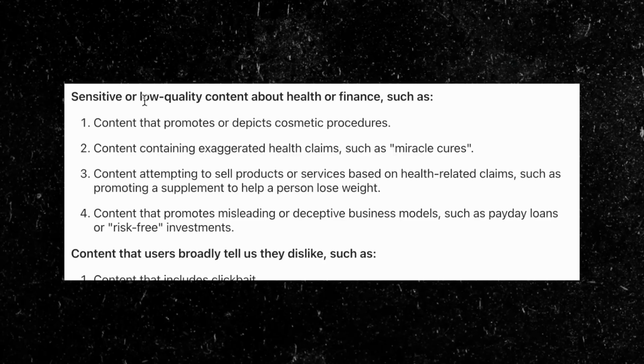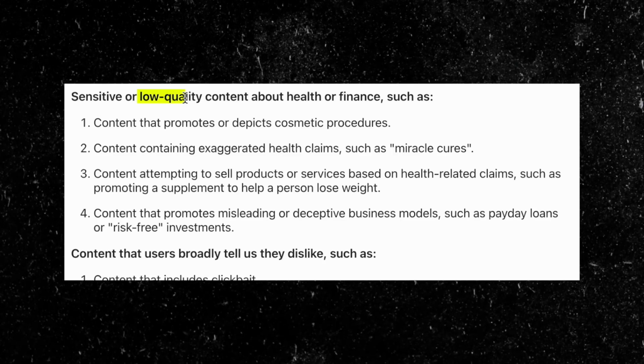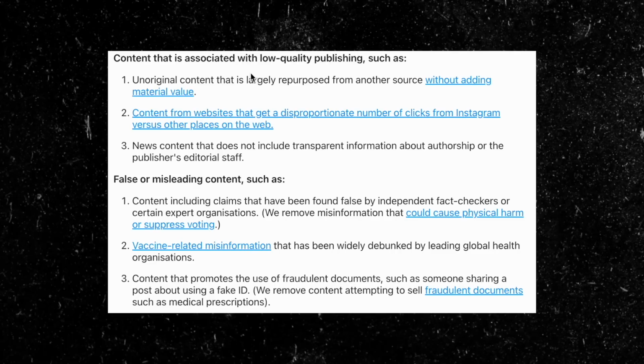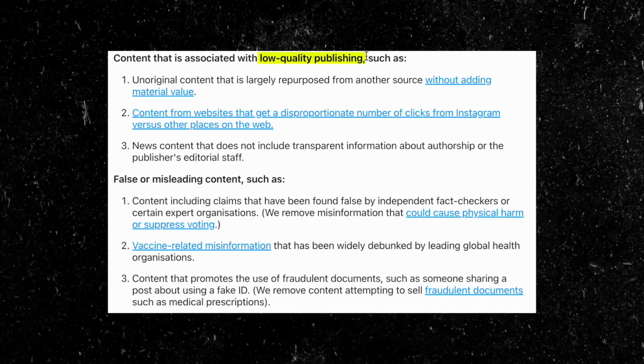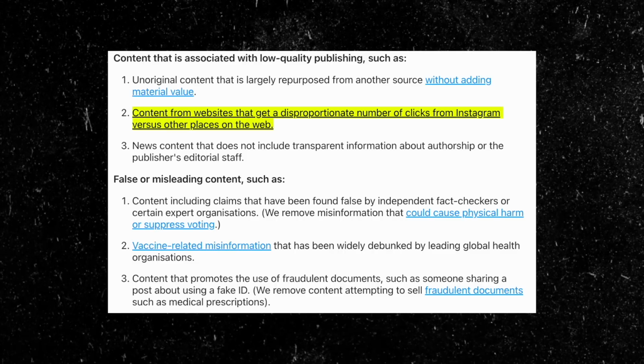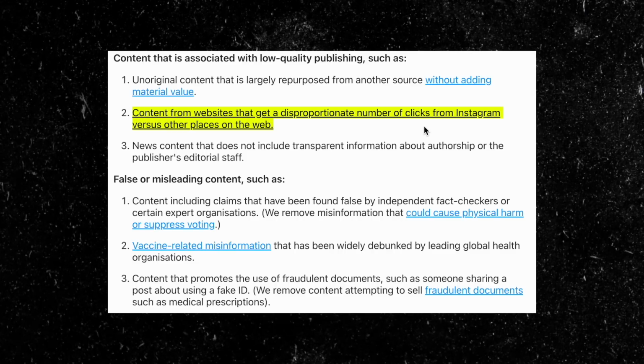Let me just pull this up, and they will not show, or they will suppress accounts that consistently post low quality stuff. Now, what does that mean? There's a few things. Pause or take a screenshot right here if you want to see the whole thing. But one thing that actually not a lot of people are aware of is what they call content from websites that get a disproportionate amount of clicks from Instagram versus other places of the web. So if your content is somehow associated with a website that mostly gets their traffic from Instagram or Meta or Facebook, they will suppress your reach, which is kind of an issue. Let's say you're a creator and you have a business, you sell a course or whatever it is, and obviously most of your traffic comes from Instagram. This could potentially be bad.